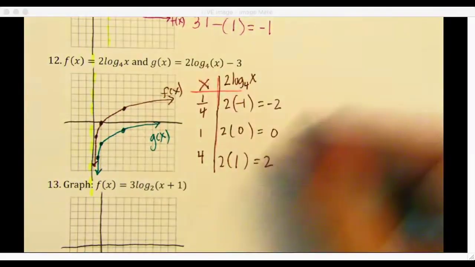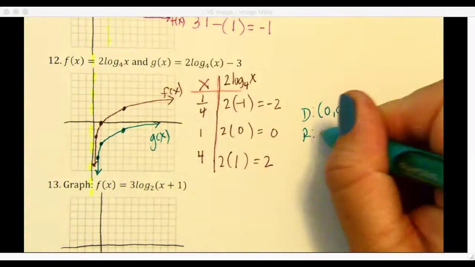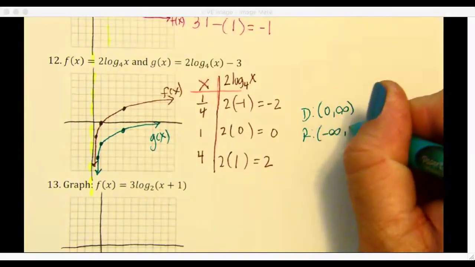And again, domain and range. The domain is 0 to infinity, and the range is again negative infinity to positive infinity.